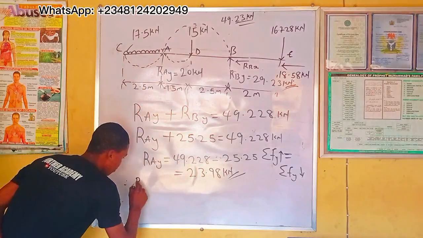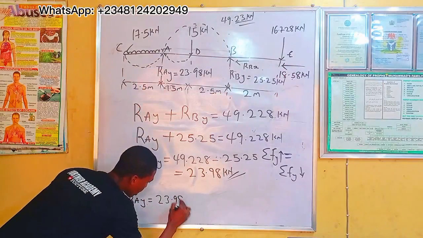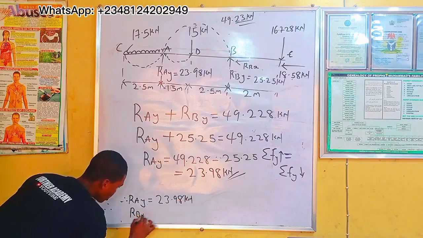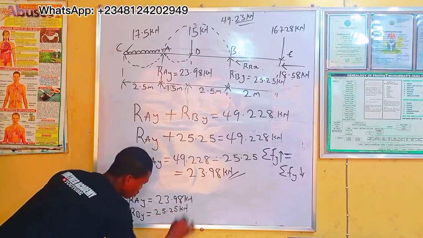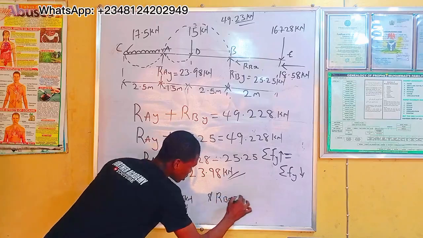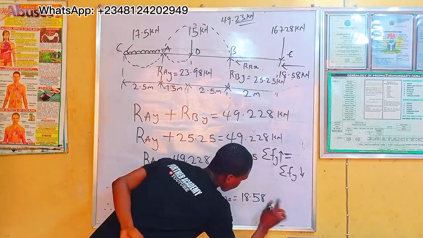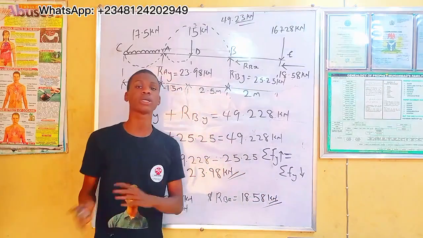Therefore, RAY is equal to 23.98 kilonewton, RBY is equal to 25.25 kilonewton, and lastly the value of our RBX is 18.58 kilonewton approximately. Alright, this comes to the end of this video.